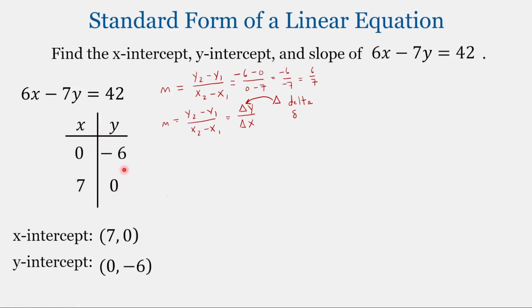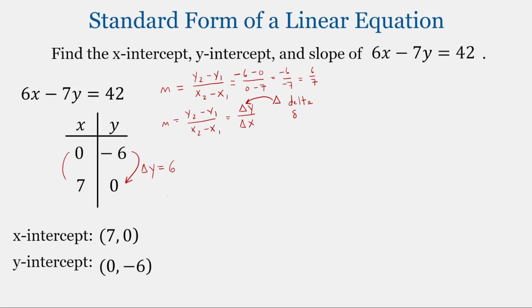So if we look at our table and we start at point 1 and we look at the change going from point 1 to point 2, while looking at our y values as we went from point 1 to point 2, our delta y, well, that's equal to 6. It increased by 6.